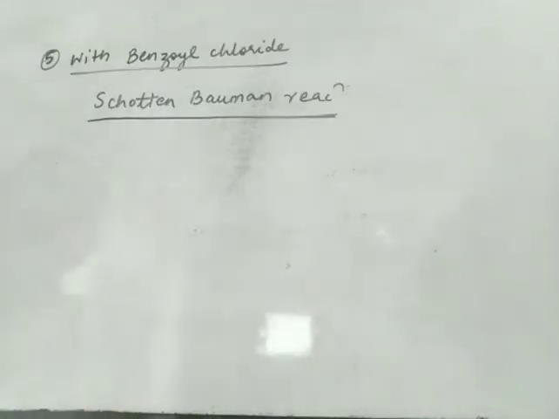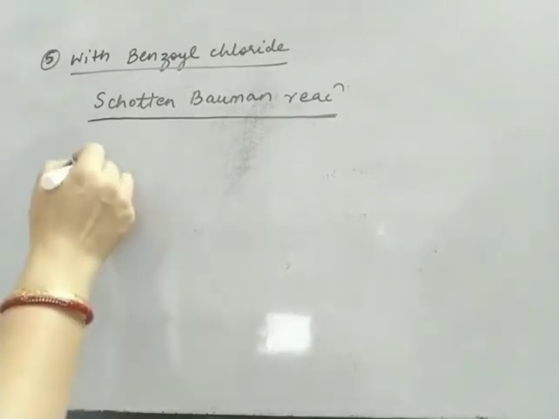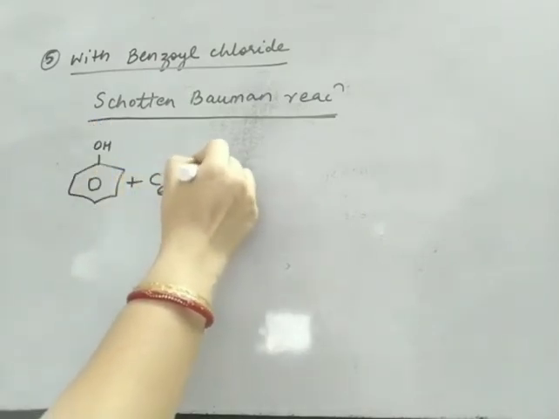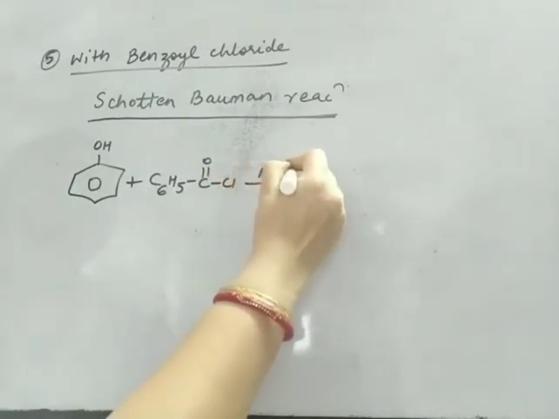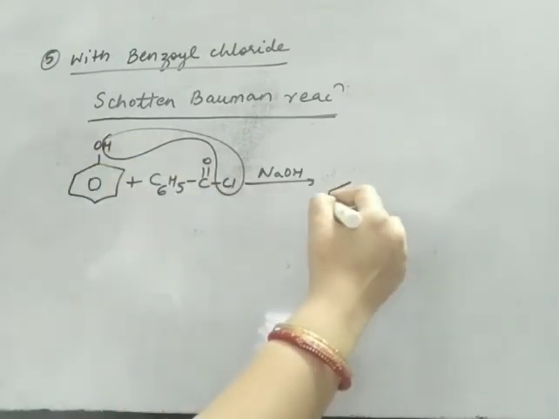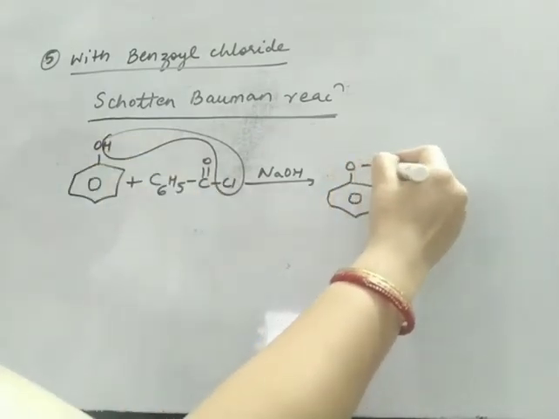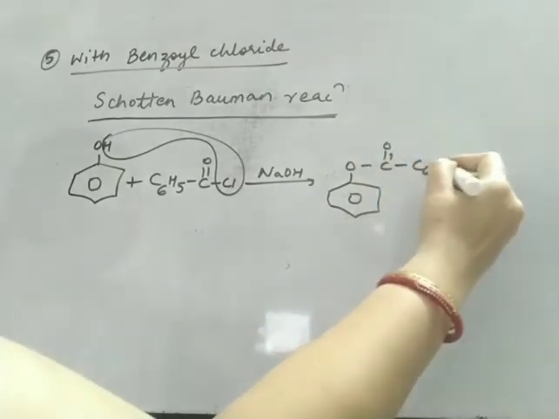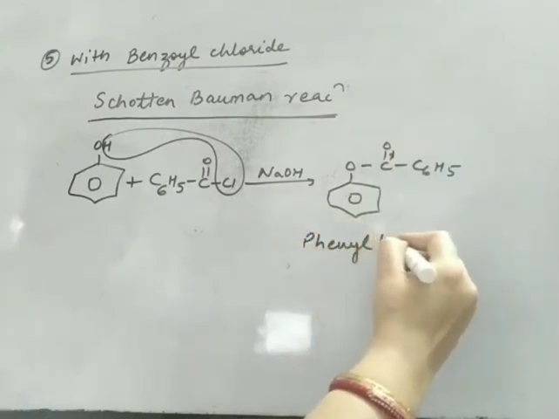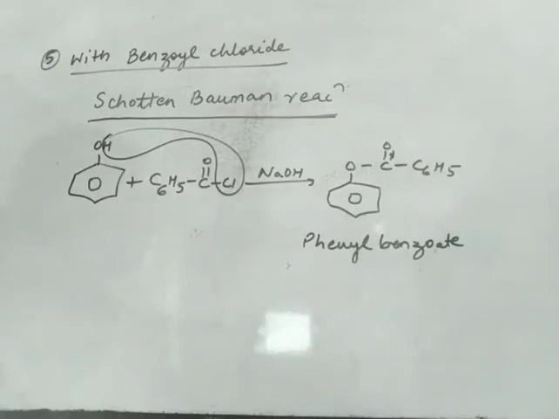Now the next is with benzoyl chloride, and if the reaction occurs with benzoyl chloride, it is a name reaction known as the Schotten-Baumann reaction. Suppose this is my phenol. Benzoylation means the reaction occurs in the presence of benzoyl chloride, and I have to take NaOH as the base. So H from here and Cl from here. What product will I get? I will get this product, OCOC6H5, and this compound is known as phenyl benzoate. It is also an aromatic ester. And the name of this reaction is the Schotten-Baumann reaction.